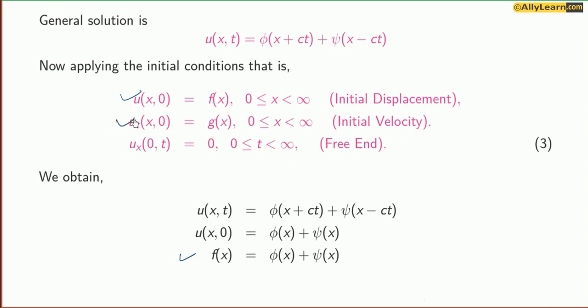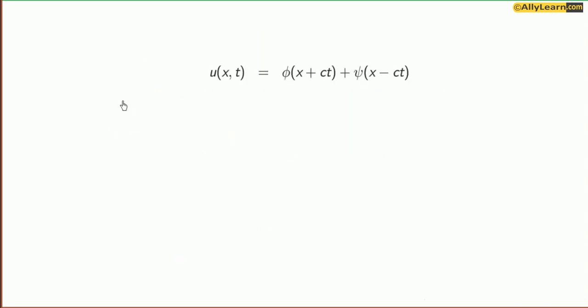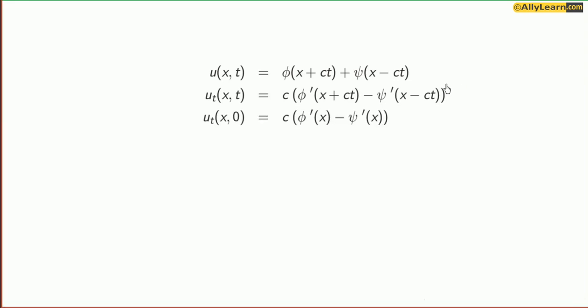Next, we will make use of the initial velocity condition. So friends, this is the general solution. Now, for introducing the initial velocity condition, we differentiate it partially with respect to t, and as a result, we obtain this expression. Next, we take time t equals 0, and we remember that the initial velocity condition is that u partial derivative t at x comma 0 equals g of x. So we introduce g of x in this expression, and we get this relation between g and phi dash and psi dash.